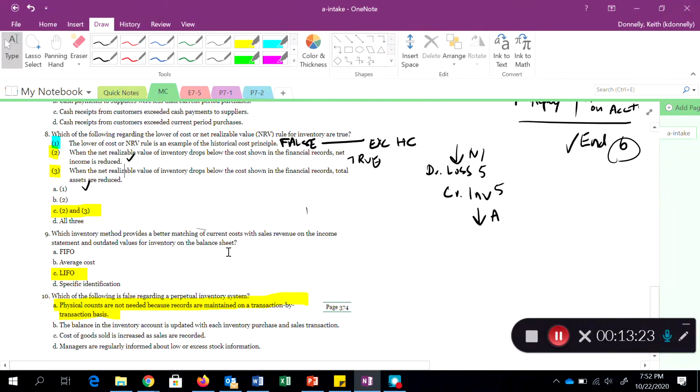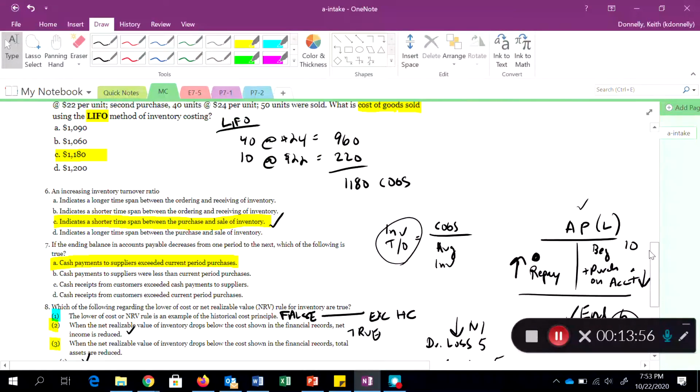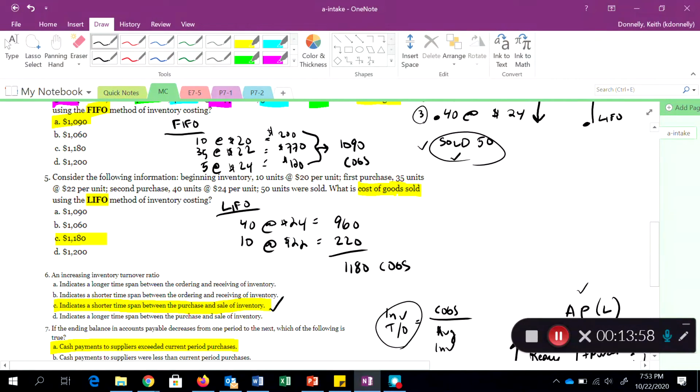Question 9 says, which inventory method provides a better matching of current costs with sales revenue on the income statement? So it's basically asking, between FIFO, LIFO, and average cost, when we're picking one of those for cost of goods sold, which of them most closely aligns with the current costs of the inventory? Well, we know when we did these examples, right?